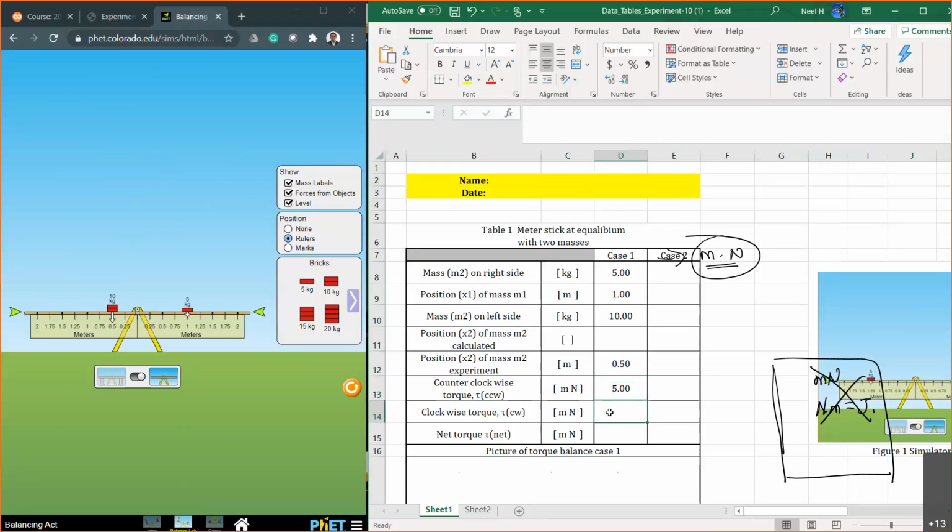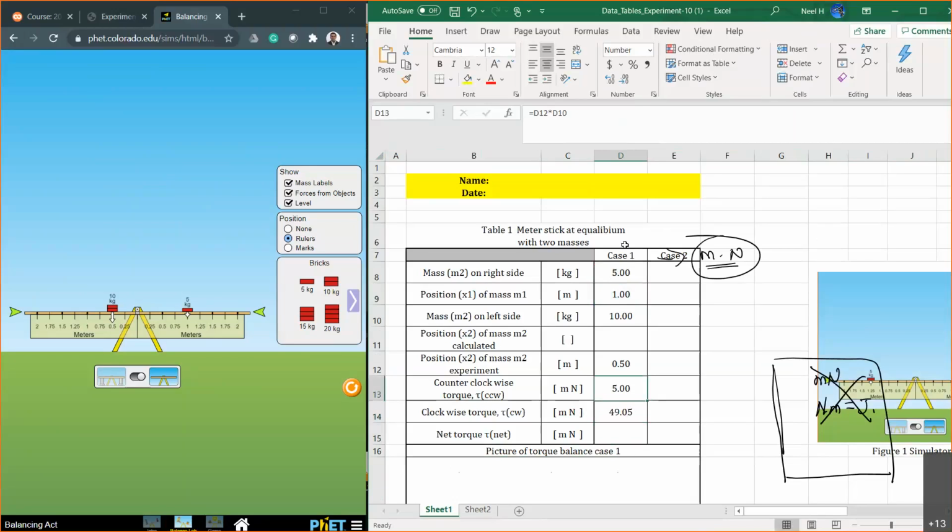Let's do the clockwise torque. The clockwise torque comes from your right-hand side relative to the fixed point, equal to the radius relative to the fixed point on the right-hand side, which is 1 meter, right? Cell number D9, multiplied by the force acting in that direction, which is mass times g. I actually forgot the g earlier. Mass times g. I just wrote only the mass here. Mass is 5 kilograms multiplied by 9.81.